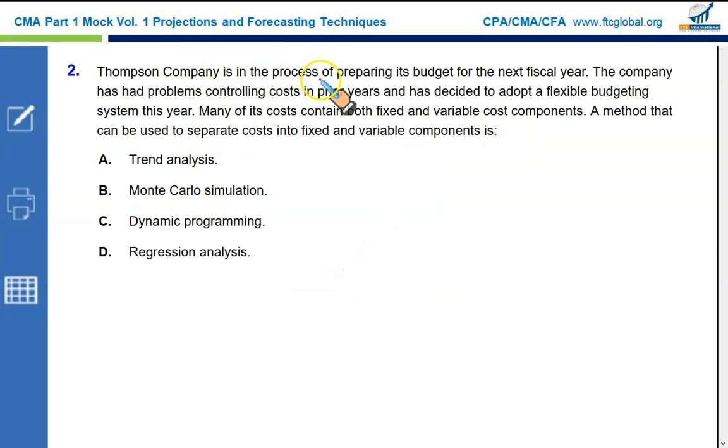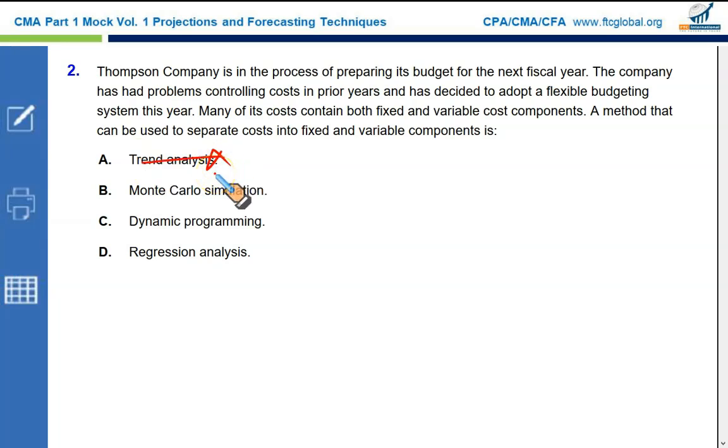Thomson Company is in the process of preparing its budget for the next fiscal year. The company has had problems controlling costs in prior years and has decided to adopt a flexible budgeting system this year. Many of its costs contain both fixed and variable cost components. A method that can be used to separate cost into fixed and variable components is trend analysis. No. Trend analysis is a tool we use to estimate the cost, project the cost or expenses out into the future. What's going to be the cost and the expense or the revenue in the future. So this is not right.